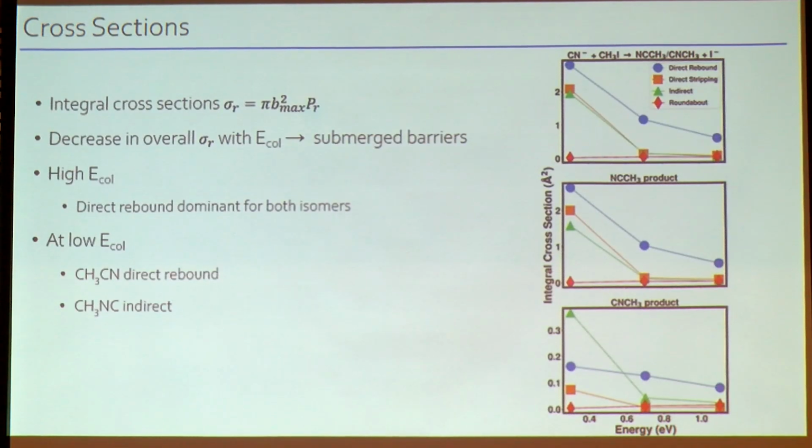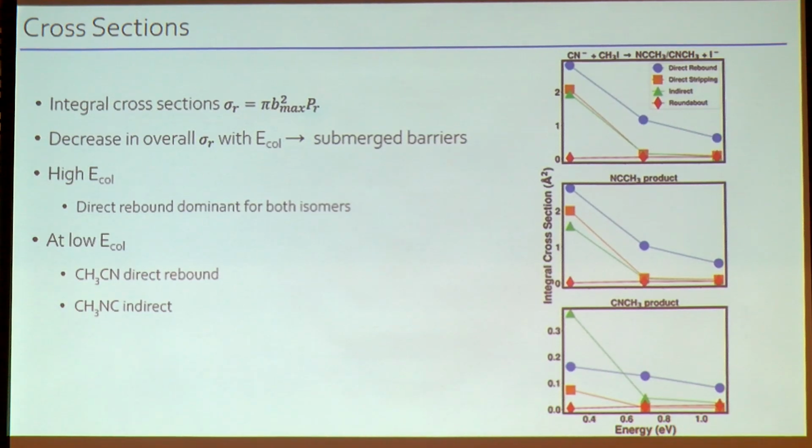We also went ahead and computed the integral cross sections from the trajectory data, and this is what we observed. So overall, the reaction cross section decreases with collision energy, indicating that the barriers are submerged, or below the reactant level, which is quite common. And we also computed the cross section for the individual isomers. This shows the CH3CN isomer, and this shows the CH3NC isomer. For the CH3CN isomer, at the low collision energy, the direct rebound mechanism was dominant, but for the CH3NC isomer, the indirect mechanism was dominant. But at high collision energies, for both isomers, the direct rebound mechanism was dominant.